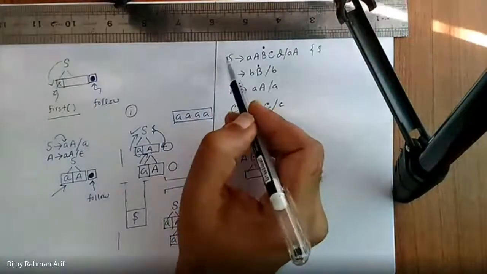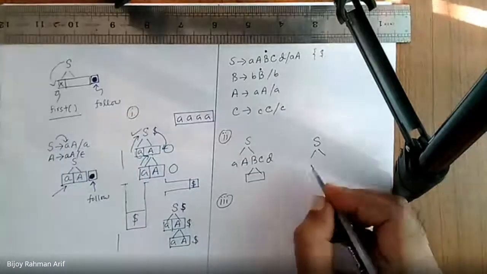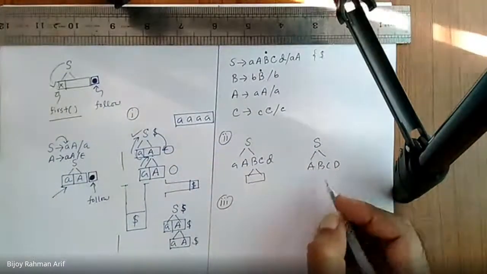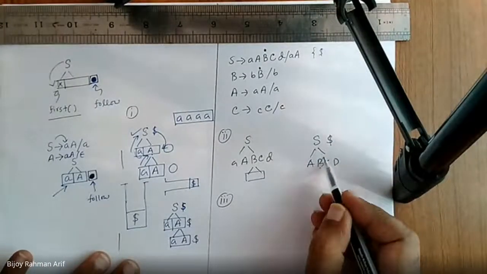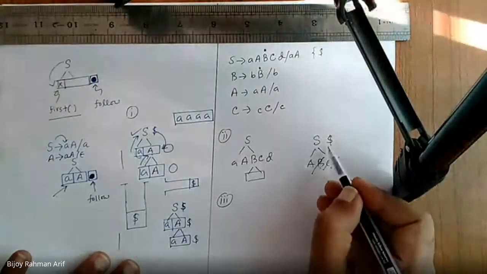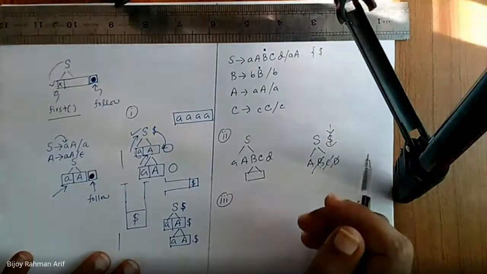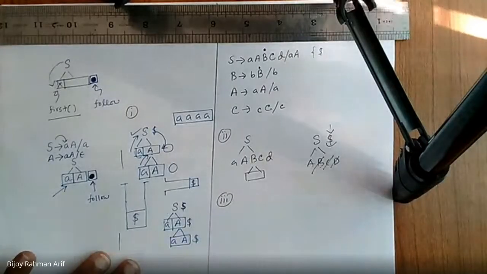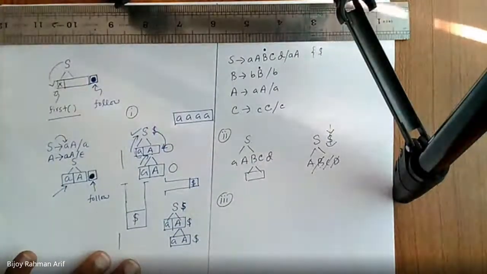Epsilon? No, epsilon would never come, because S is always, for example, S is something like A, B, C, D. Then S is definitely followed by dollar. Now, if we cross out something, something, something, at last we will get a dollar. So epsilon can never come into follow.